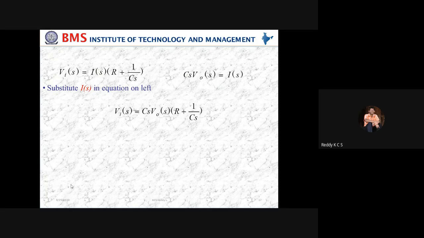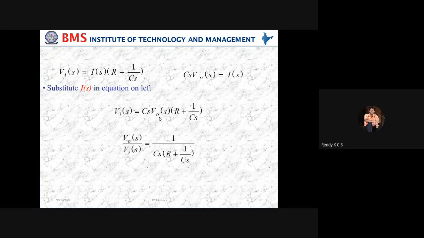Means you are substituting this output equation in this I of S. So I of S is equal to Cs into V naught of S, so that we have substituted here. Once you substitute this equation, now I can write V naught of S by Vi of S, which is equal to 1 by Cs into R plus 1 by Cs, because this Cs has been taken to the denominator.